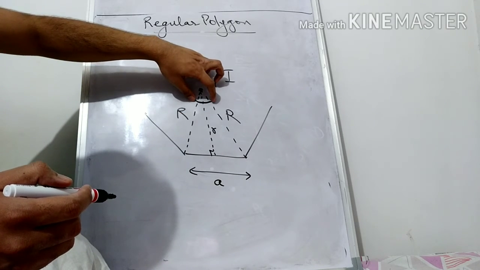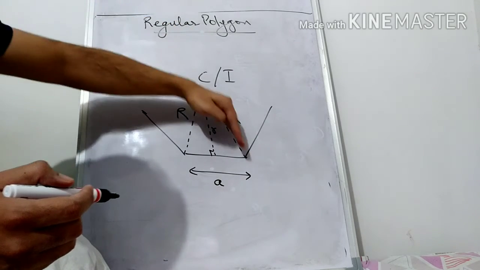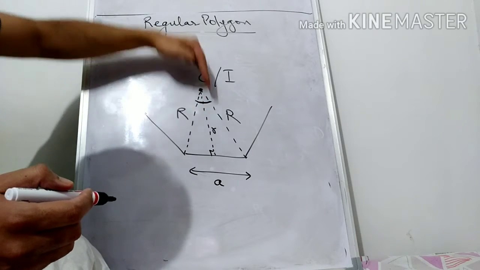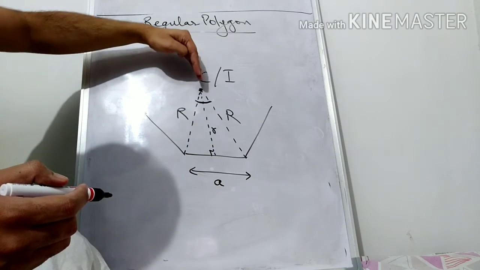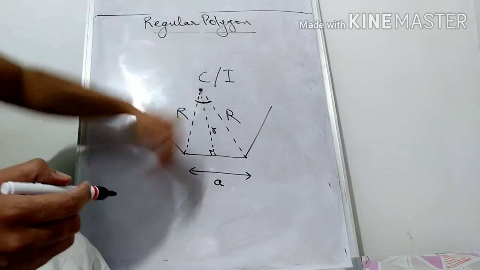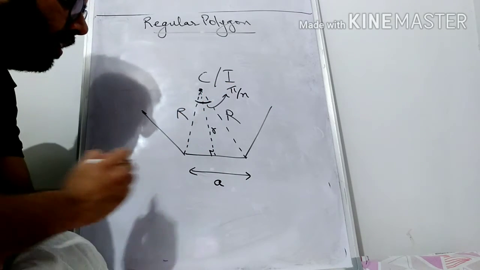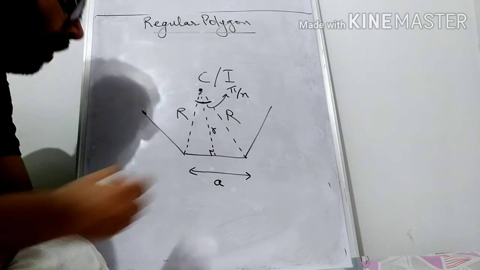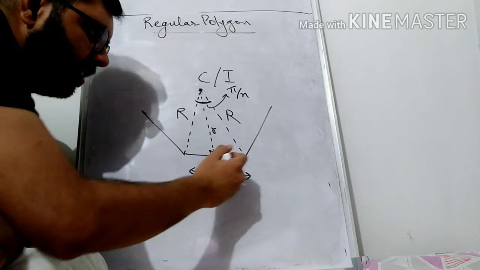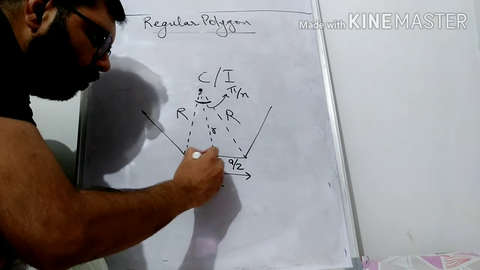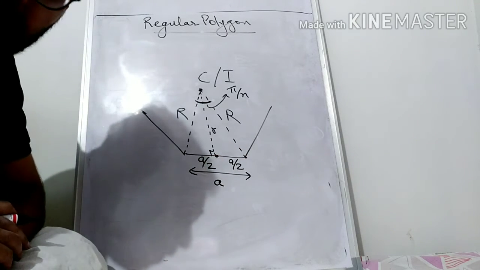So this angle will be 2 pi by n, and now since this is an isosceles triangle, this line will behave as the angle bisector, right? Which means this angle will be pi by n, and it will bisect the opposite side. So this length is a by 2 and this length is also a by 2.